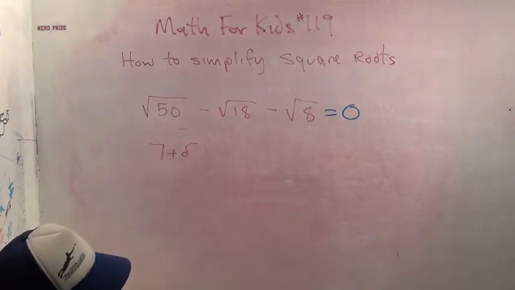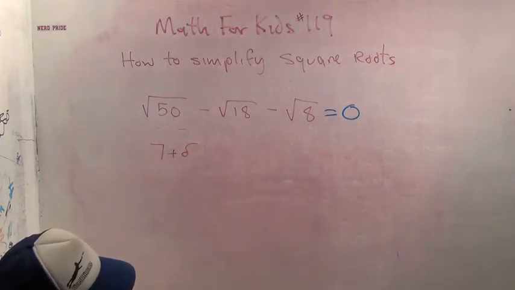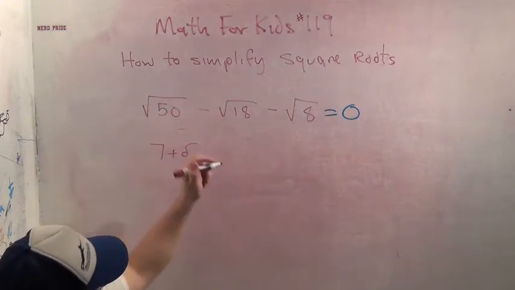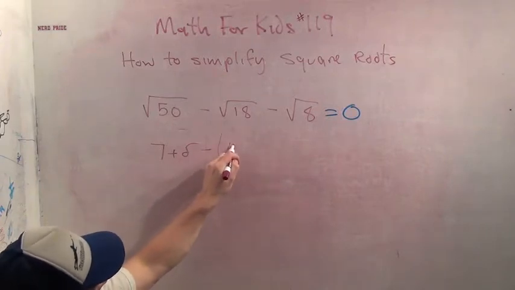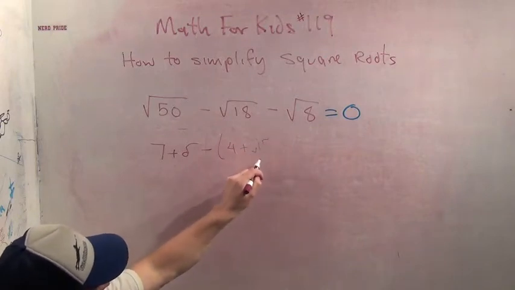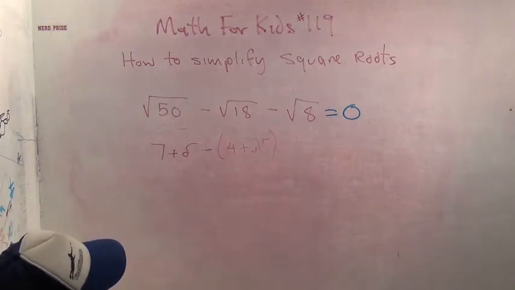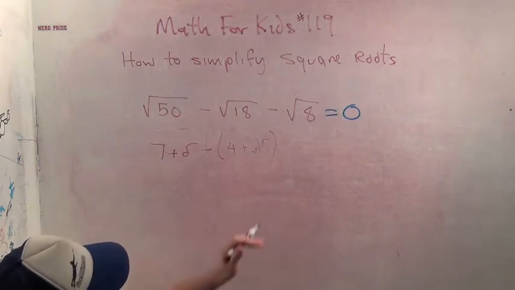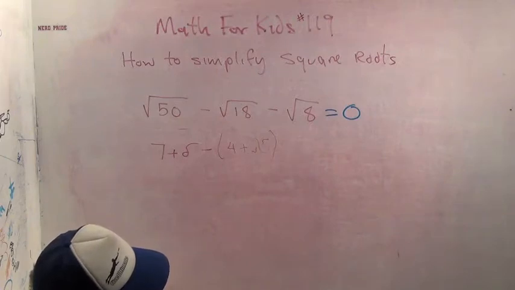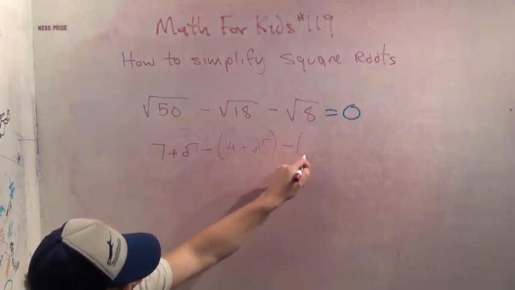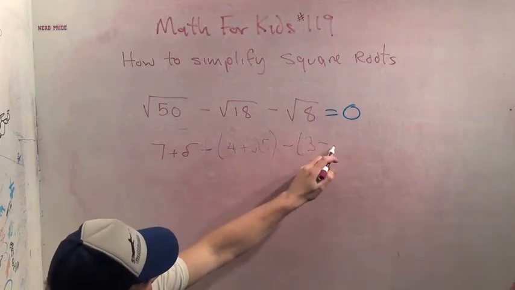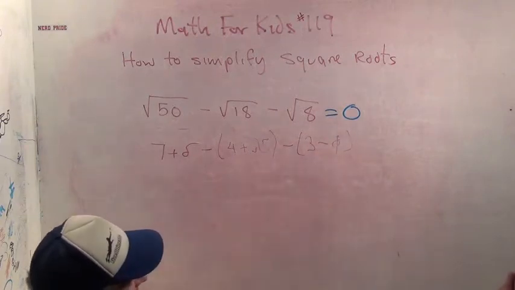Square root of 18 is about equal to what? It's a little bit bigger than 4. So I'll write this as minus 4 plus some other squiggle. It sort of looks like an aleph. Okay, square root of 8. Well, that's a little bit less than 9, so the square root is a little bit less than 3. So minus 3 minus a squiggle.